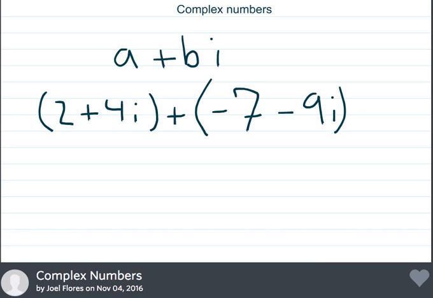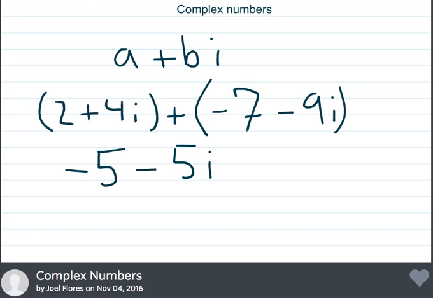For adding them, here's an example. 2 plus 4i plus -7 minus 9i. We add the 2 and the -7, which leaves us -5, and then the positive 4i and the -9i will leave us with -5i.